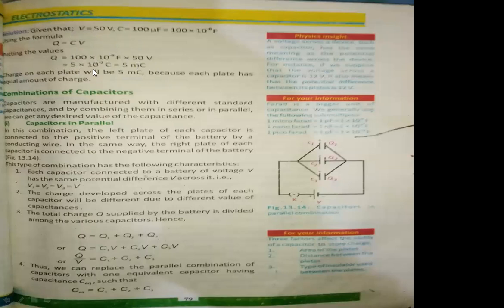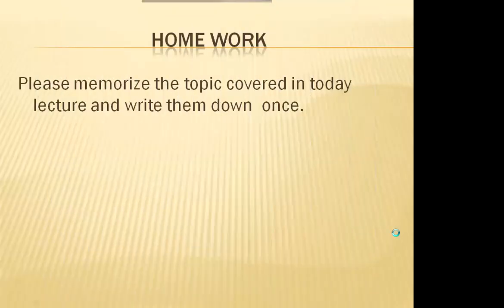Q is equal to 5 into 10 to the power minus 3, and the unit of charge Q is coulomb. So 10 to the power minus 3 is milli. That's why he has placed 5 millicoulomb. So charge on each plate will be 5 millicoulomb, because each plate has equal amount of charge. So I repeat.